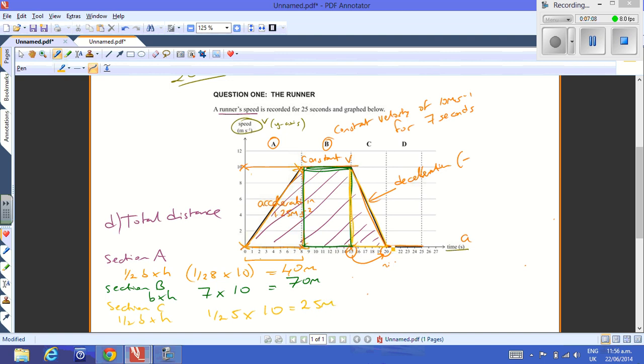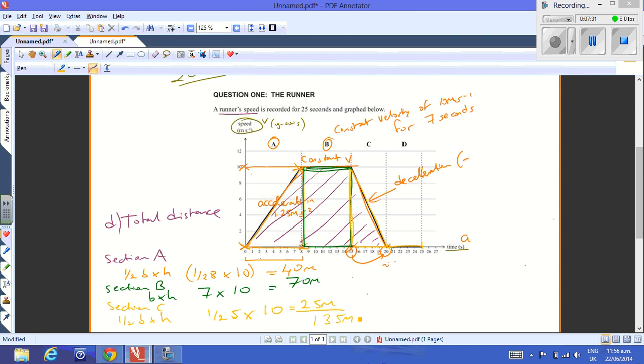And then there's no actual area under the last section, section D, because of course it stopped, so therefore there's no distance covered. So the total distance covered by this runner for the 25-second period is 25 plus 70 plus 40, which is equal to 135 meters. And that's how you use a velocity time graph to work out the distance covered by an object.